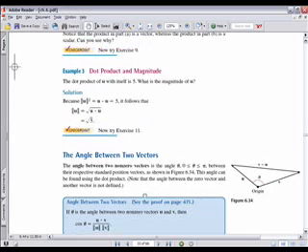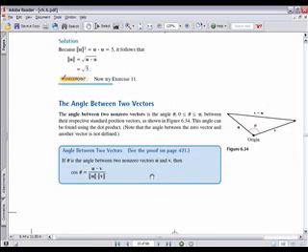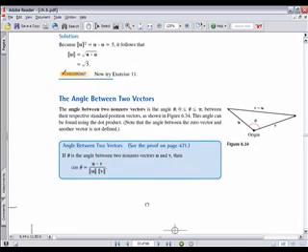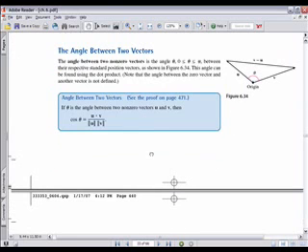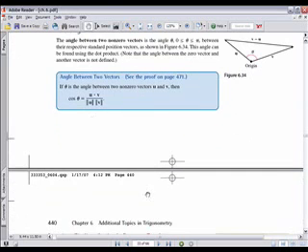Okay, now the angle between two vectors. One way to find the angle between two vectors is through this formula here. The cosine of the angle between the two vectors is the dot product u dot v divided by the two magnitudes. And that proof can come about using the law of cosines, but here's the formula we want to use.